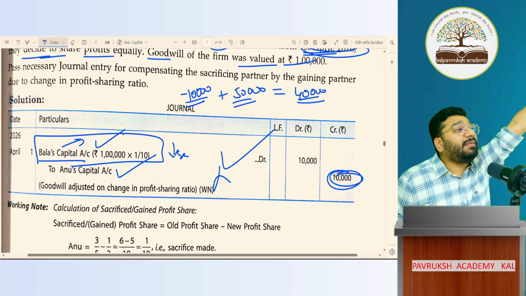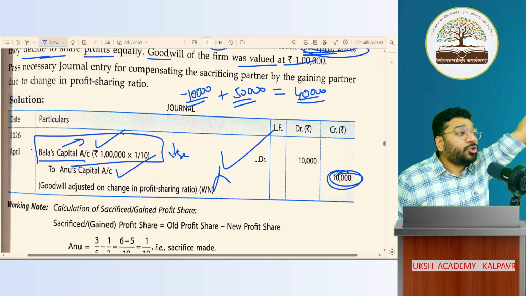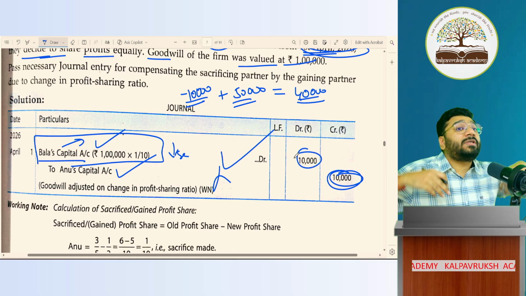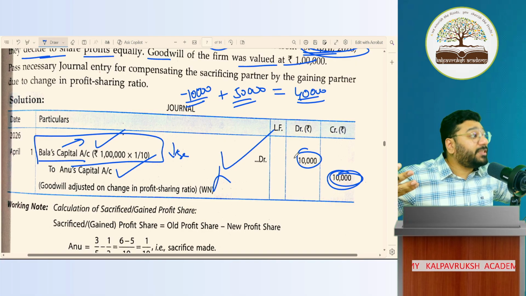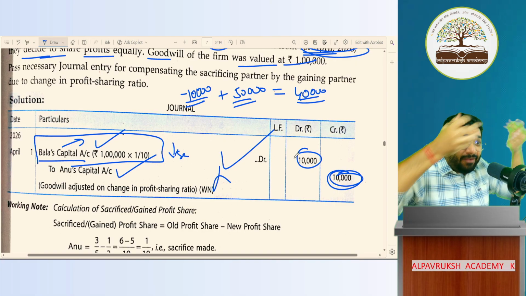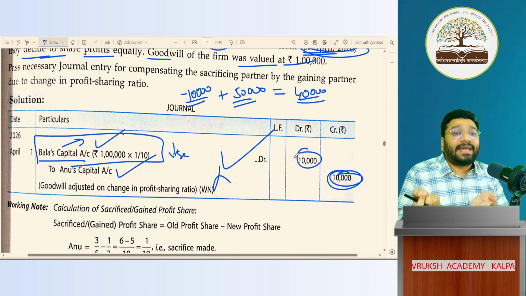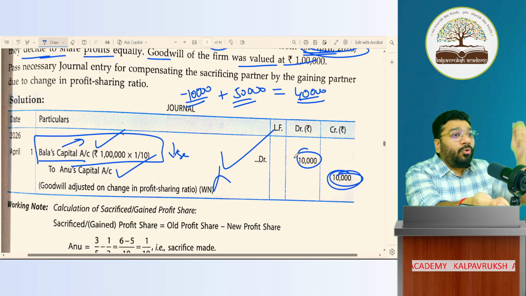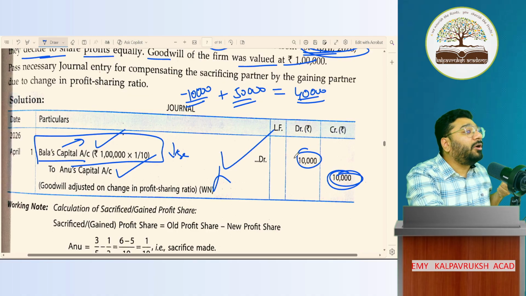But in future, this money will go to whom? Bala. So, in the partnership deed, we are promising that the profit I am going to sacrifice in future because of the change in profit sharing ratio, I should recover now in the form of goodwill. Then only I will sign it. Means Anu is giving the profit to Bala only by receiving goodwill. Got it, not got it?